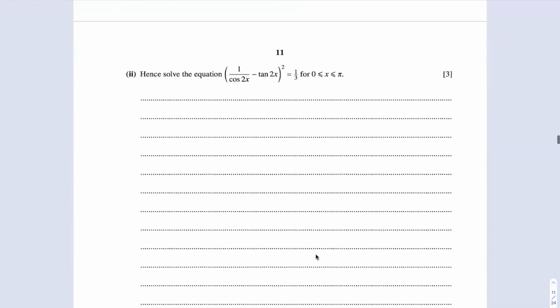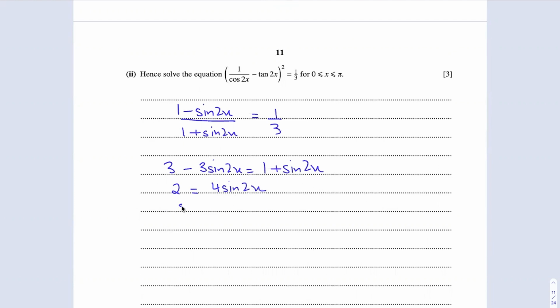In part 2, we have to solve the equation 1 upon (cos 2x minus tan 2x) whole squared equals 1 upon 3. So we have proven that this is equal to (1 minus sine) upon (1 plus sine). We can change it as (1 minus sine 2x) upon (1 plus sine 2x) is equal to 1 upon 3. Cross multiplying, we'll get 3 minus 3 sine 2x is equal to 1 plus sine 2x. Simplifying this, we get 2 is equal to 4 sine 2x, or sine 2x is equal to half.